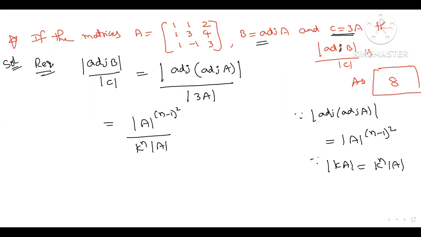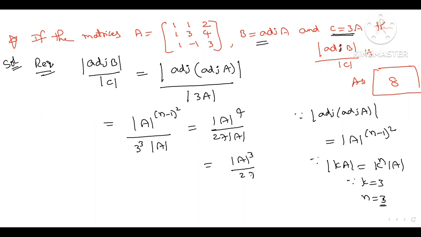Here k to the power n into det A. But here, k value, how much value here? K value 3, n value 3, so 3 to the power 3. Here k value is 3, n is the order of A, this is also 3. So det A power n minus 1, whole square, with n value 3, it will become det A to the power 4 by 27 into det A. One det A value gets cancelled here. Det A whole cube by 27.